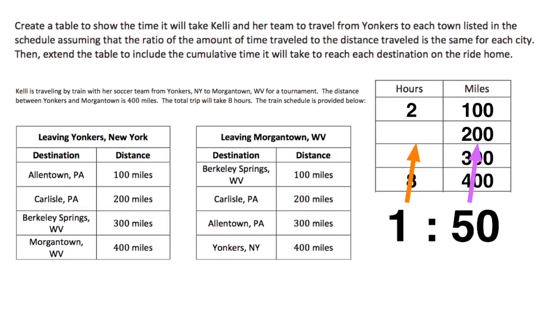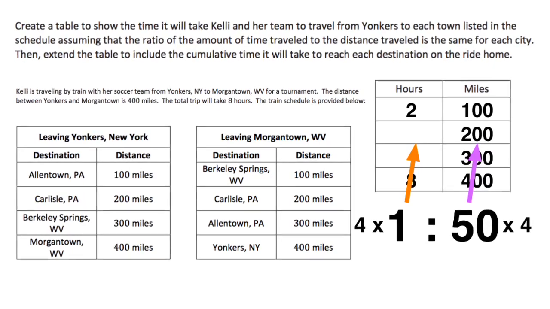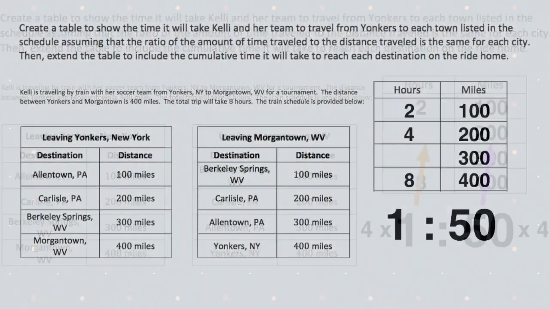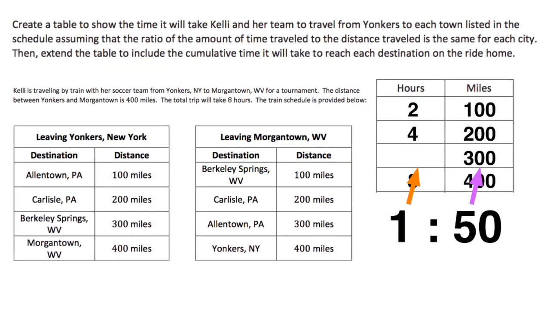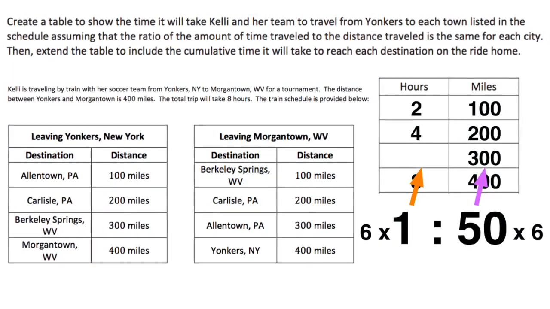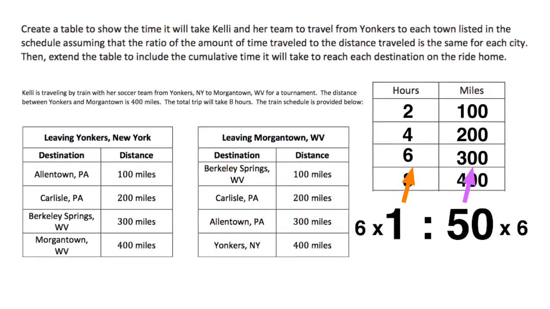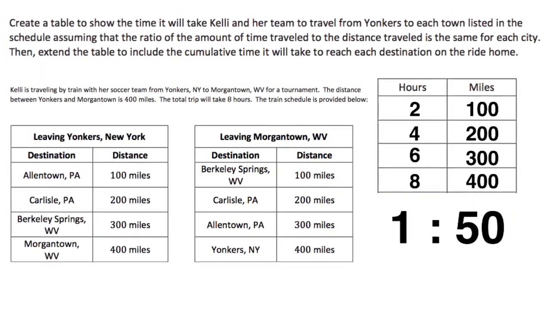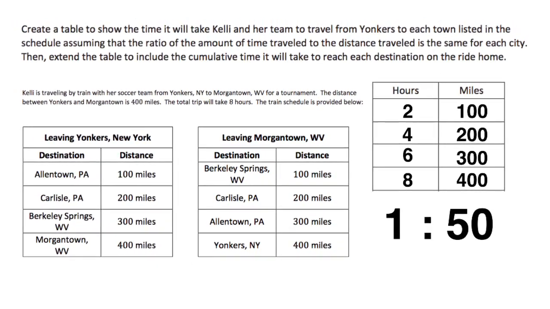And what about the 200 miles? How many more times is that than 50? 4 times 50 is 200, and so 4 times the amount of 1 hour is 4 hours. And how about 300 miles? That is how many times 50? 6 times 50 is 300, and so 6 times 1 hour is 6 hours. Now we have this table filled in with how many hours and miles it would take to get to the 4 towns after leaving Yonkers.